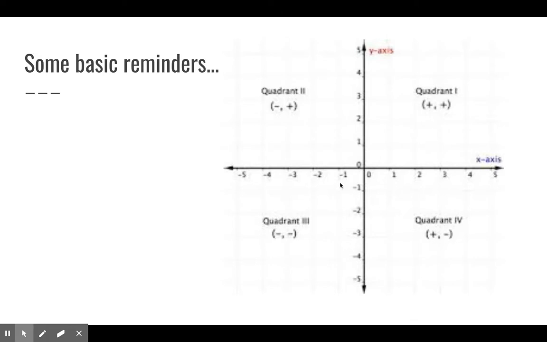Also remember, we always list the X coordinate first. The X coordinate tells us which way, left or right, positive or negative, to move first along the X axis and then up or down, positive or negative, positive being up, negative being down, which way to move along the Y axis.